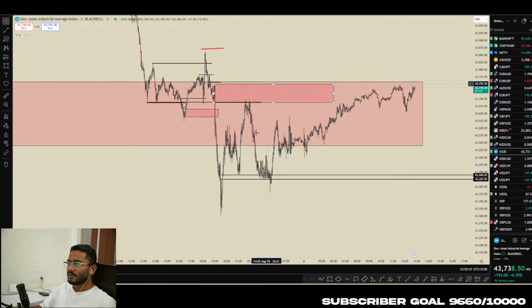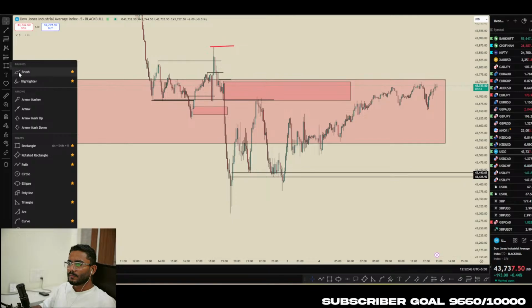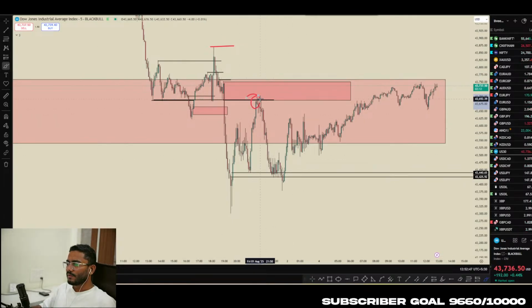On the previous live on Friday, I gave this trade. Price went, we have this entry. Again, we have this rejection order block.